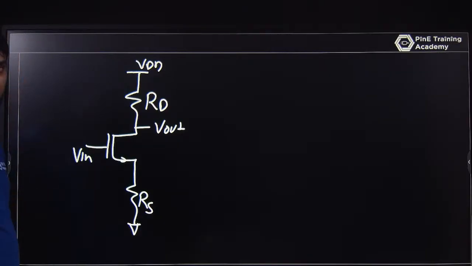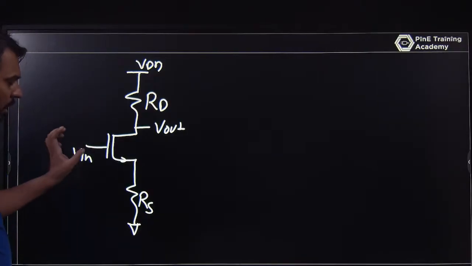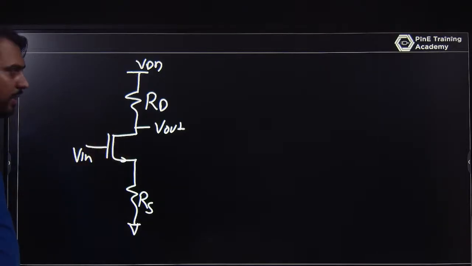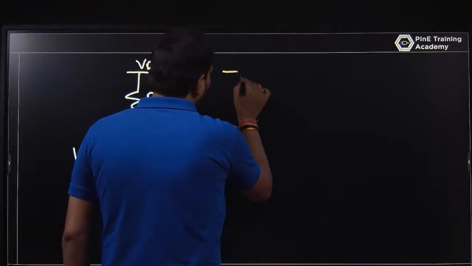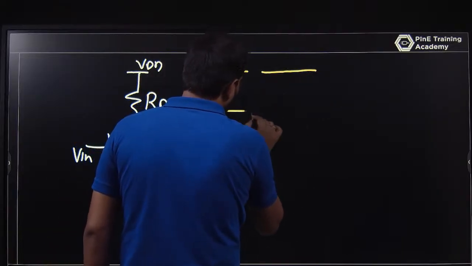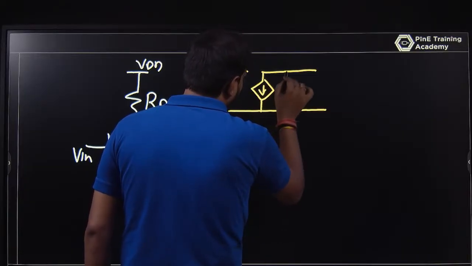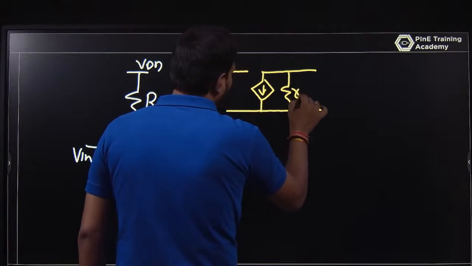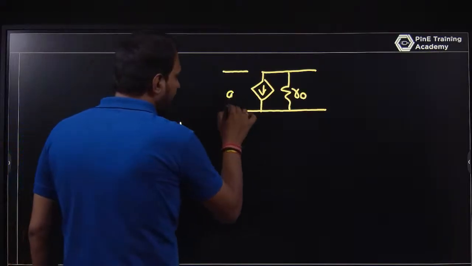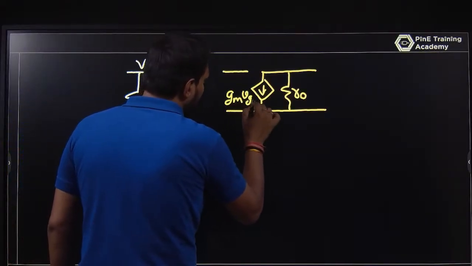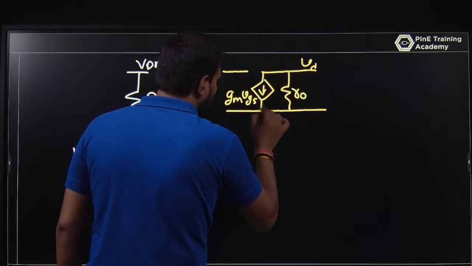Let's talk about the small signal model. I am setting an operating point, and on that operating point the MOSFET is in the saturation region, and now I am making a small signal model. A small signal model is like this, and that is GM VGS. This is the gate voltage, this is the drain, and this is the source.